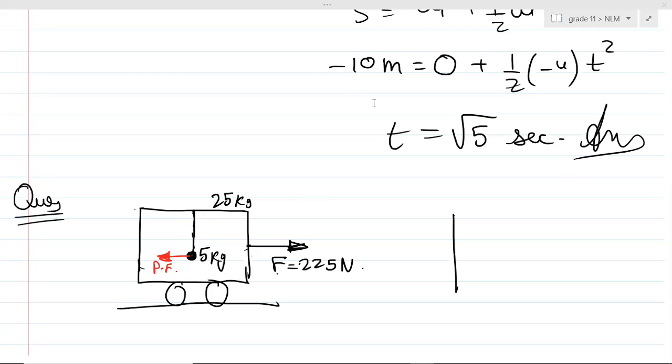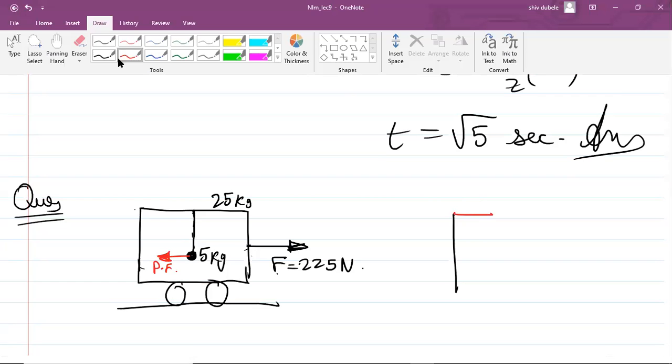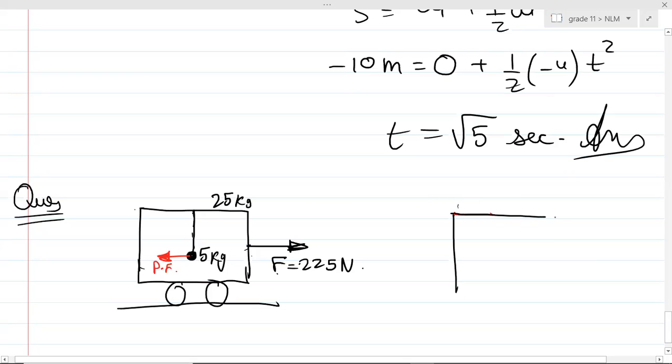So what happens after some time when this thing is moving, the pendulum will come to rest at a certain position, like shown in the figure. Will the pendulum become like this after some time? From the initial position, will it go like this? Yes or no?